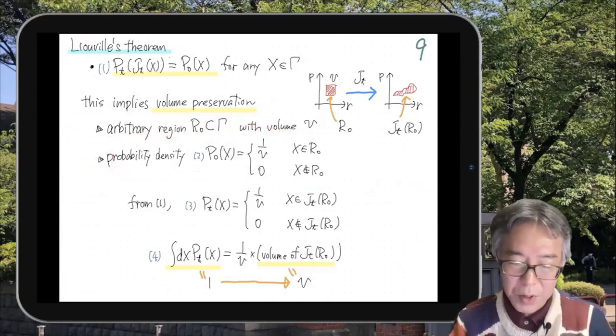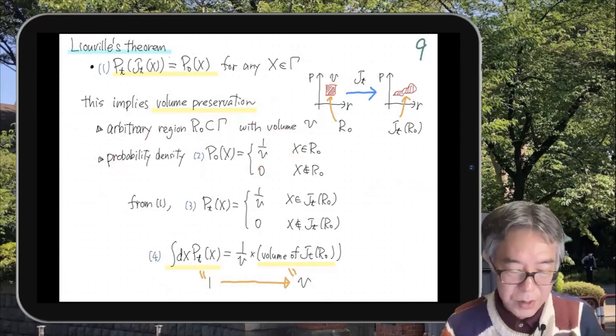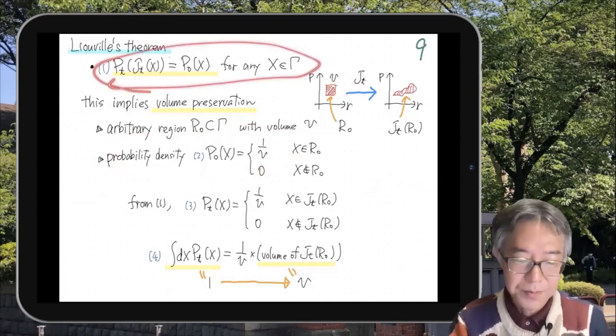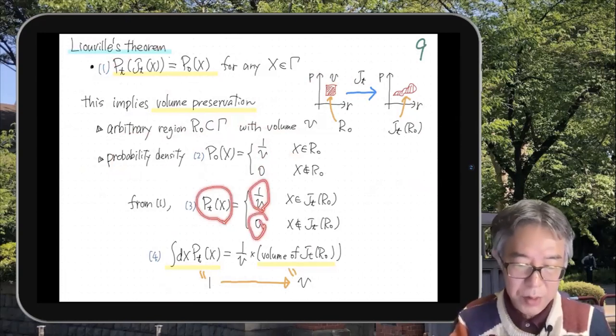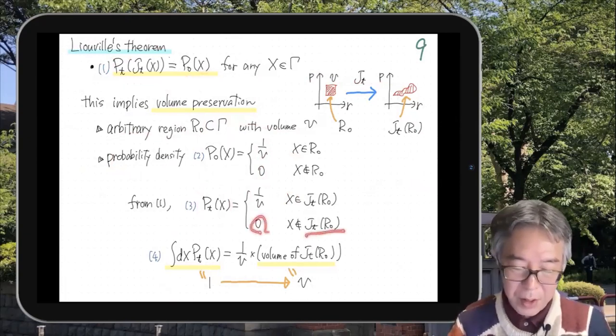Okay, it's simply 1 over V. It's constant when X is within R0, and it's 0 outside. Okay. And if you integrate, you get 1. So this is a good probability density. Okay, now we use this Liouville theorem in this one. And this simply says that this P_t(X) is also either 1 over V or 0. It's constant. And it's 1 over V if X is inside T_t R0 because of this. And it's 0 if it is outside T_t R0.